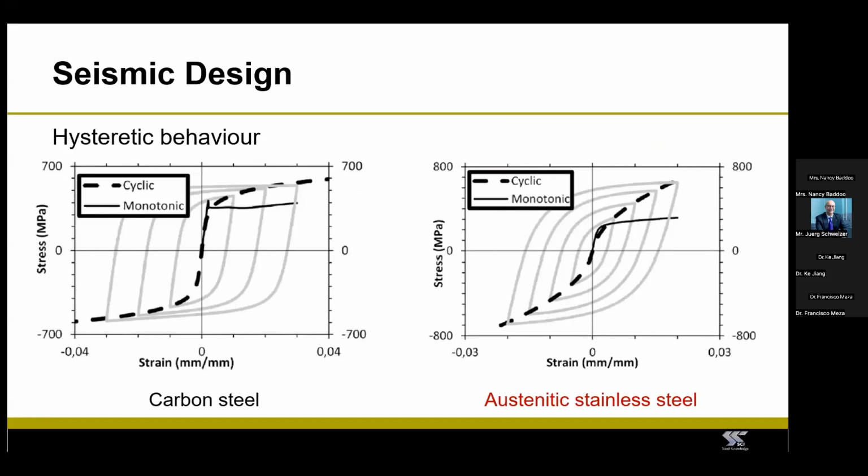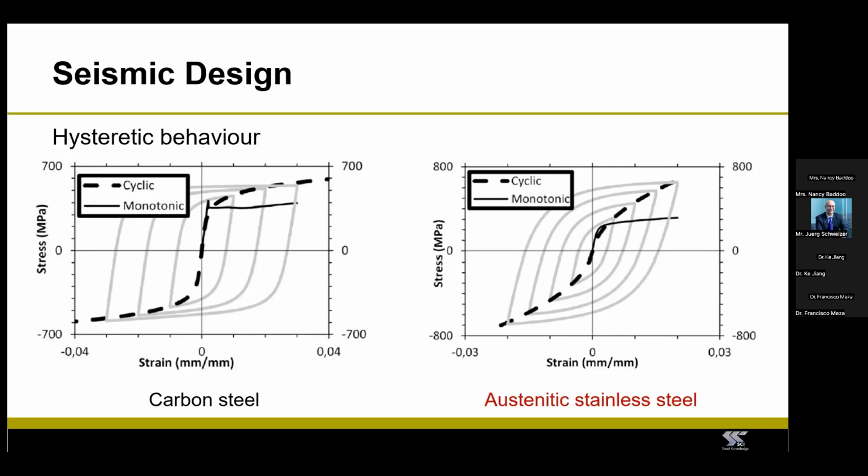So here I'm showing you the hysteretic behavior of a typical carbon steel grade that is used in structures that are subject to seismic loads, and the hysteretic behavior of an austenitic stainless steel grade. We can see that both carbon steel and austenitic stainless steel show a stable hysteretic behavior. However, there are some differences between these two hysteretic behaviors.